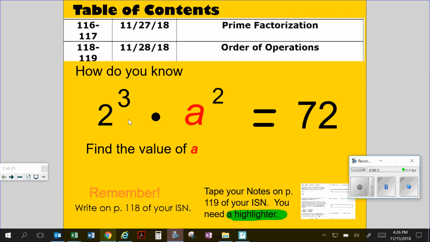So let's look at our number routine. 2 cubed times a squared equals 72. Can you find the value of a so it will equal 72? Remember to write this on page 118 of your notebook. If you want to pause it at this time and have time to do it, please do so.